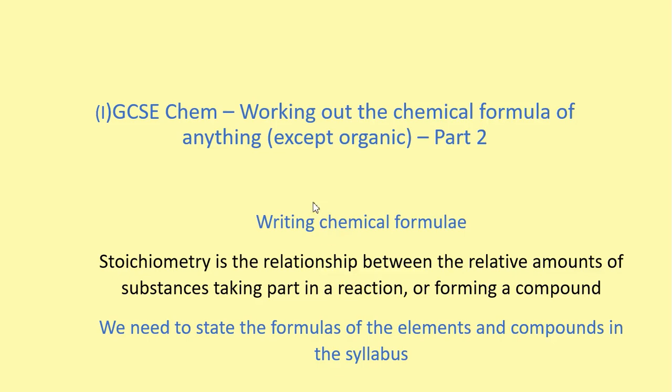So this is the second video we've got on working out chemical formulae. It's part of a topic which we call stoichiometry, which really is about the relationship between the amounts of substances taking part in a reaction or forming a compound. And here, really, we're looking at forming a compound. Now, I've read in syllabuses that we need to state the formulas of the elements. Easy. Periodic table. And compounds in the syllabus.